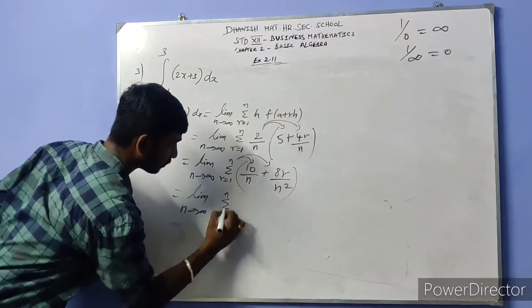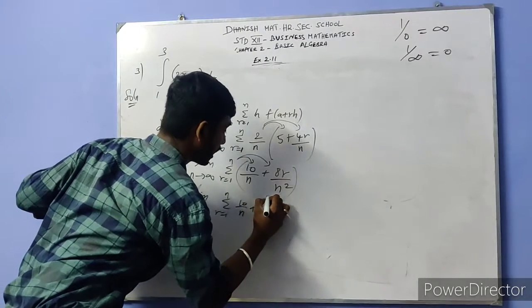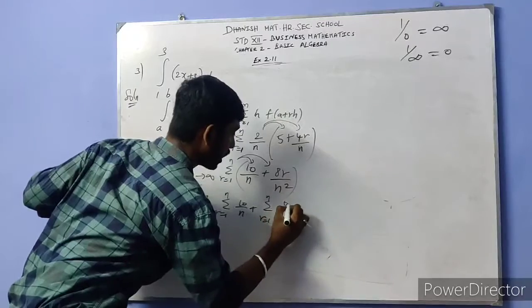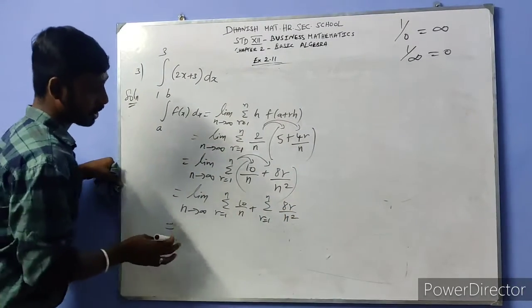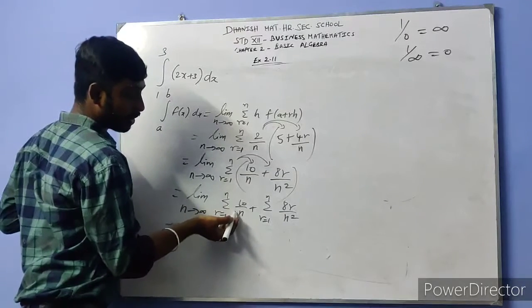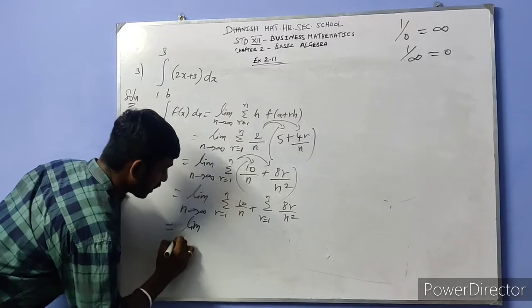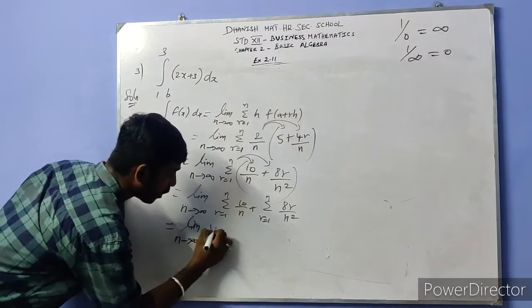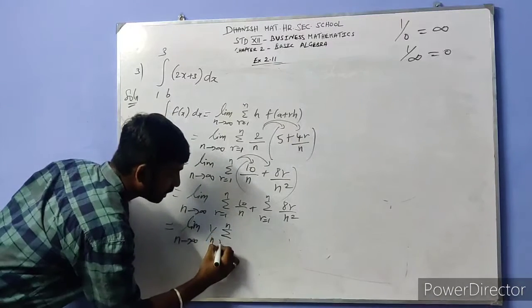So you are getting summation r equal to 1 to n of 10 divided by n, plus summation r equal to 1 to n of 8r divided by n square. Here itself we have to find this one. Same procedure you have to follow here. Now I am taking 1 by n out from the summation. So what is the limit n tends to infinity, taking out 1 by n from the summation r equal to 1.